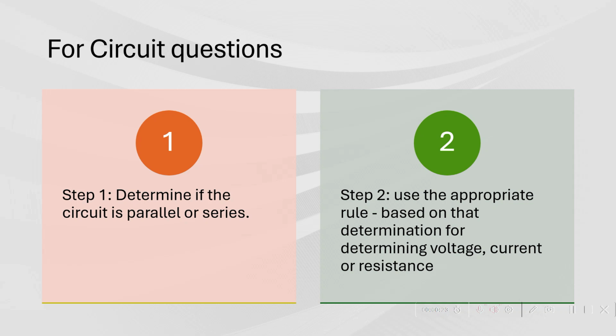So we're only looking at the resistors or the light bulbs. Okay, so you're following the paths for the resistors or the light bulbs. And if you can make more than one path through the resistors, it's parallel. If you can only make a single path, then it is series. Okay, and then once you have that, you're going to use the rule based on that determination.